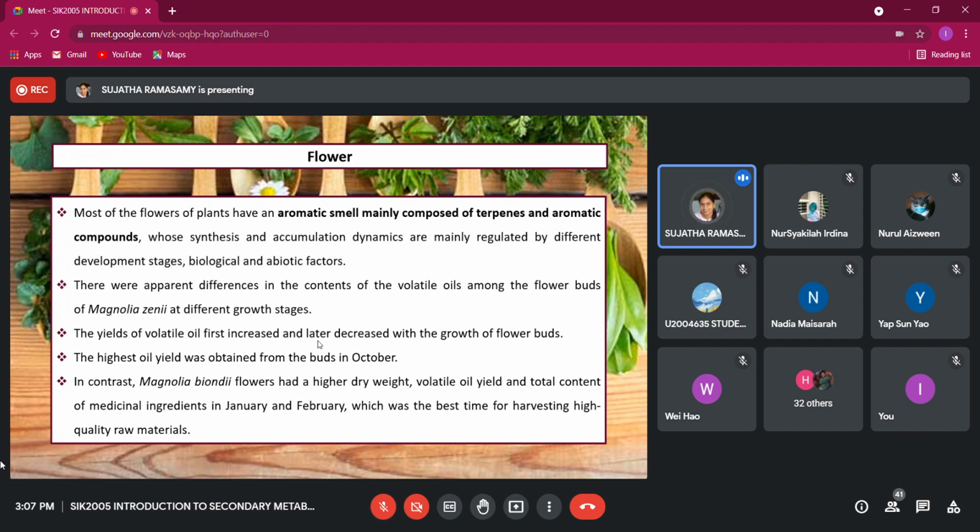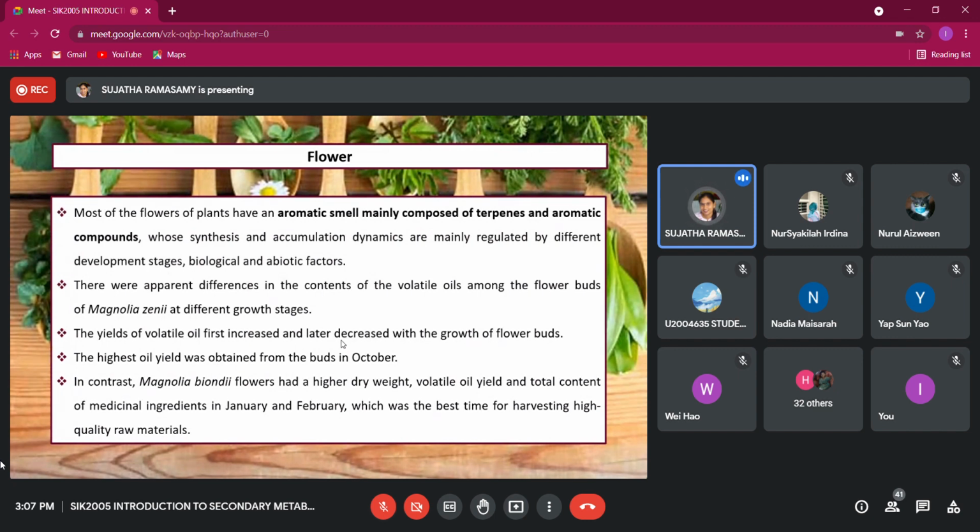For example, flowers have volatile oils. Volatile oils are the ones that produce the very nice aromatic smell. Okay? And usually, if you look at the flower buds, for example, Magnolia zenine, different growth stages were found to have different content of volatile oil. Okay? And the volatile oil first, when in the bud, there is an increase. But when it starts to bloom, the flower becomes bigger and starts to open, the volatile oil will decrease.